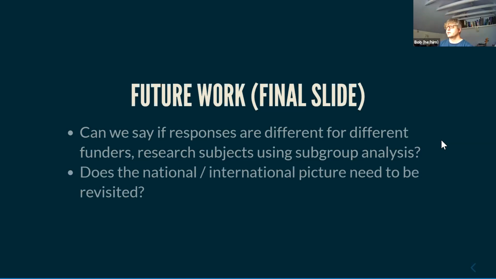And then the other thing that has struck me through this, and I'd quite like to look at a little bit more if I can find a way to do it, is does the national or international picture that we have around these questions need to be revisited at this point? And with that, I'll finish, and thank you again very much for listening.